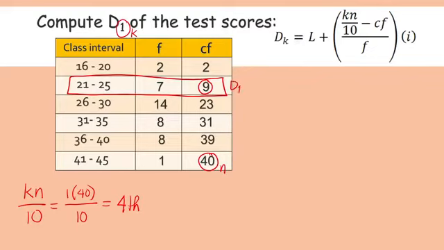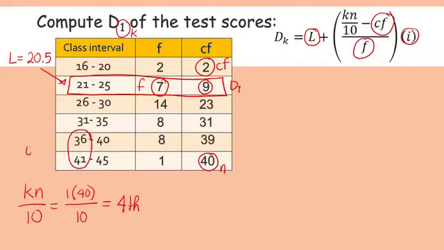Now, let's identify L. What's the value of L? 20.5. That's 21 minus 0.5. You'll get 20.5 for that. What about the CF? What's the value of the CF here? The CF is 2. What about F? 7. What about the I? I is equal to 5. That's 41 minus 36.